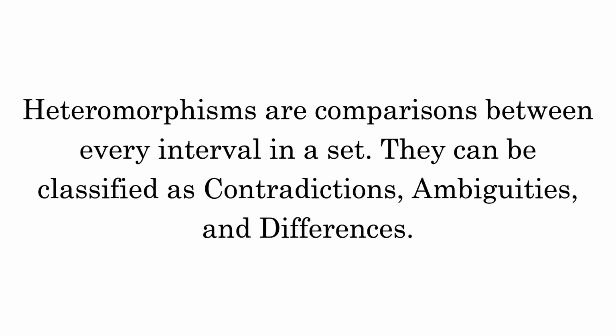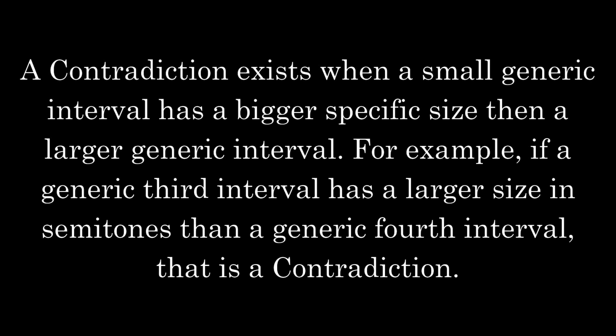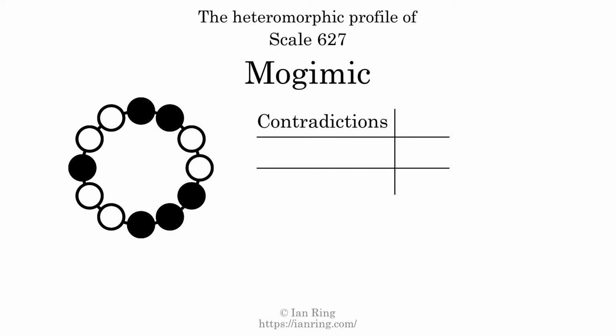They can be classified as contradictions, ambiguities, and differences. A contradiction exists when a small generic interval has a bigger specific size than a larger generic interval. For example, if a generic third interval has a larger size in semitones than a generic fourth interval, that is a contradiction. The number of contradictions in this scale is 12.